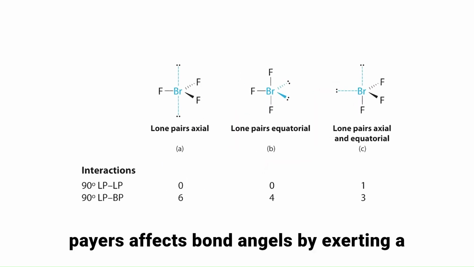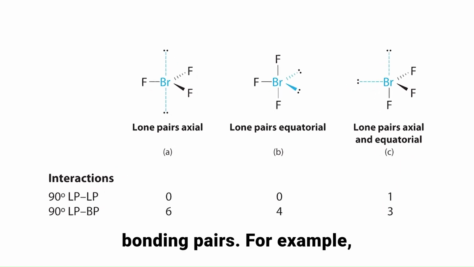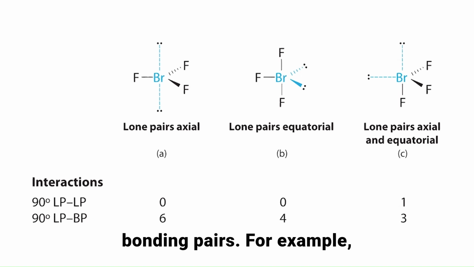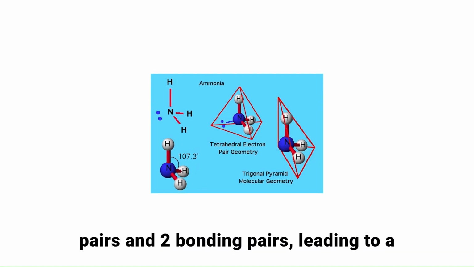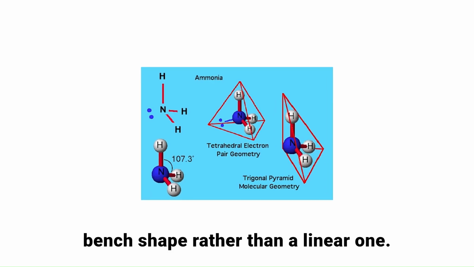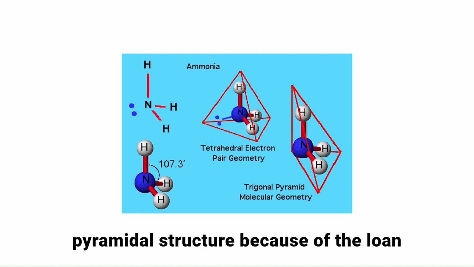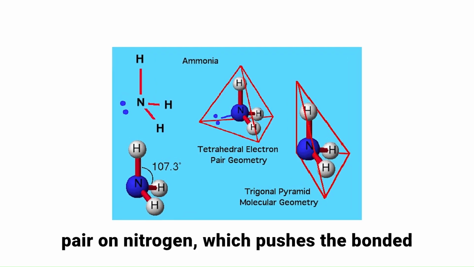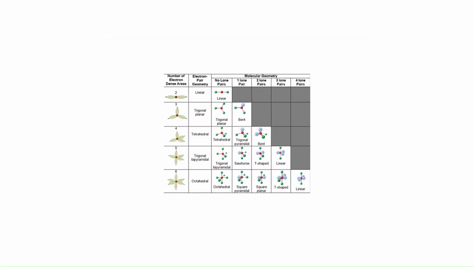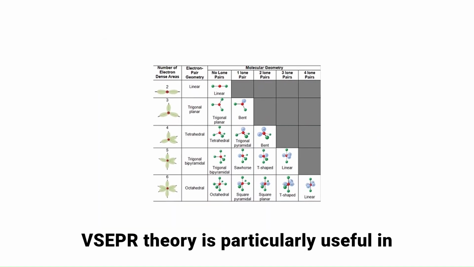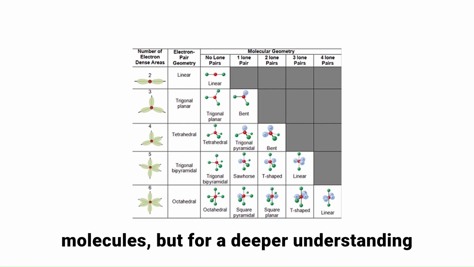The presence of lone pairs affects bond angles by exerting a stronger repulsive force compared to bonding pairs. For example, in water, the oxygen atom has two lone pairs and two bonding pairs, leading to a bent shape rather than a linear one. Similarly, ammonia has a trigonal pyramidal structure because of the lone pair on nitrogen, which pushes the bonded hydrogen atoms closer together. VSEPR theory is particularly useful in predicting the geometry of simple molecules, but for a deeper understanding of bonding, hybridization is essential.